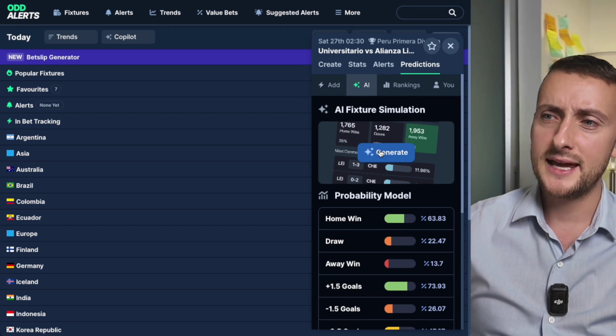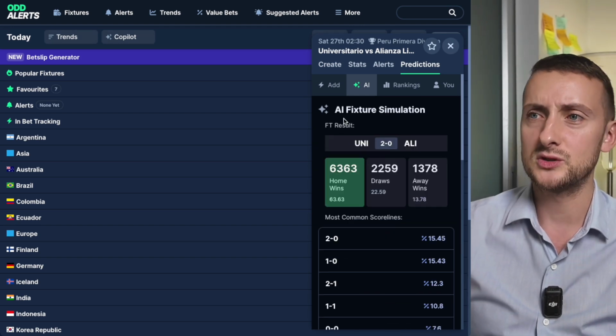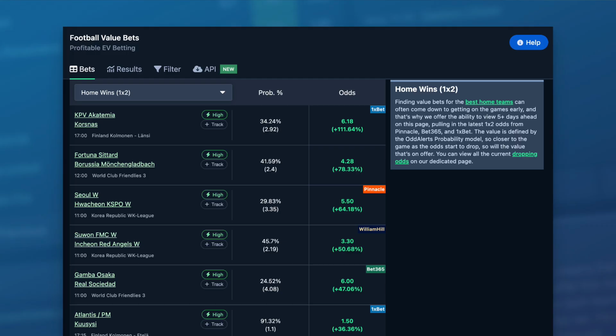So what we'll do now is an AI fixture simulation. We get a nice 2-0 victory. That would be nice, wouldn't it? Let's hope this one flies in. It is a value bet, of course. Found it on the value bets page.